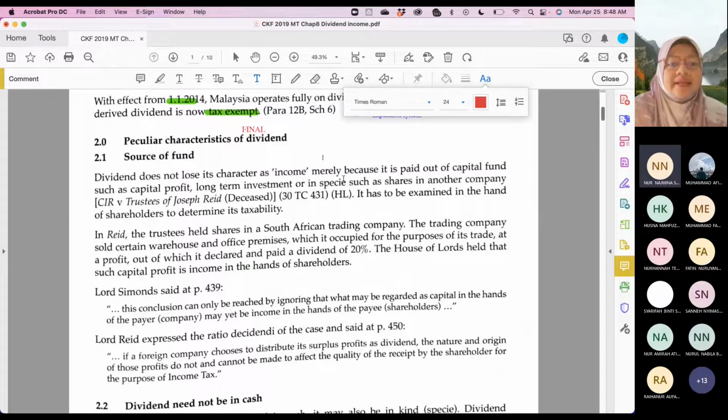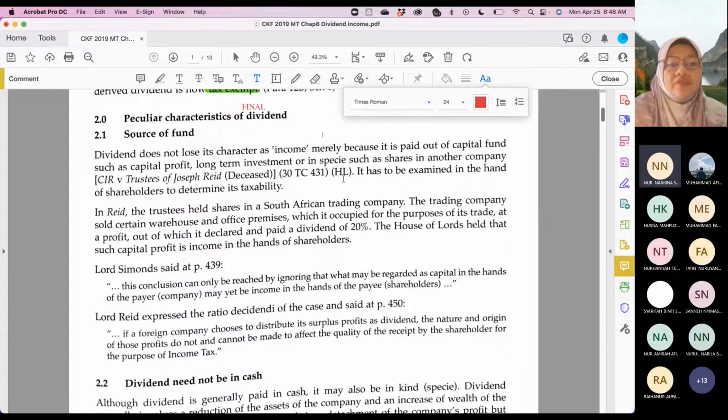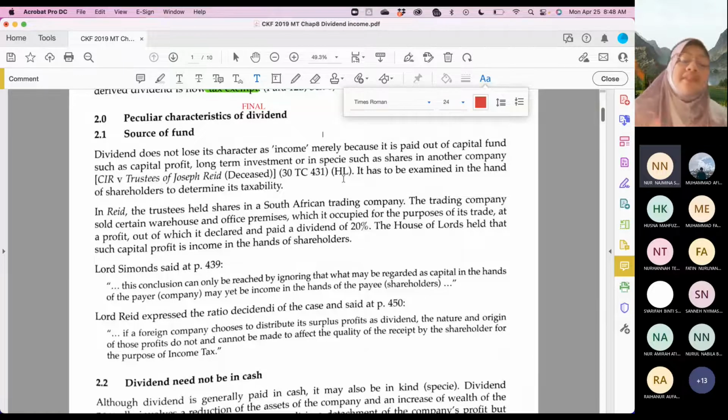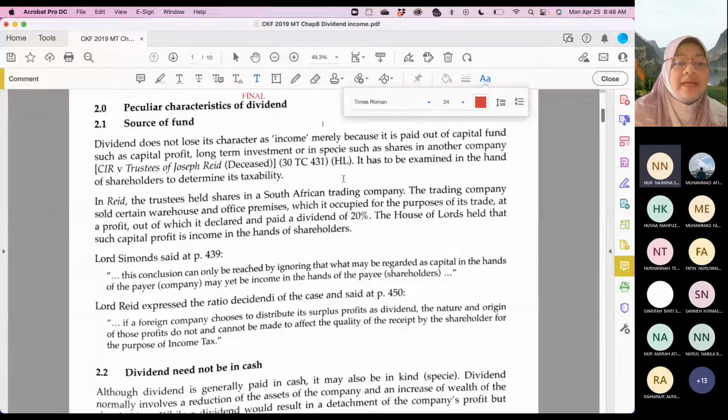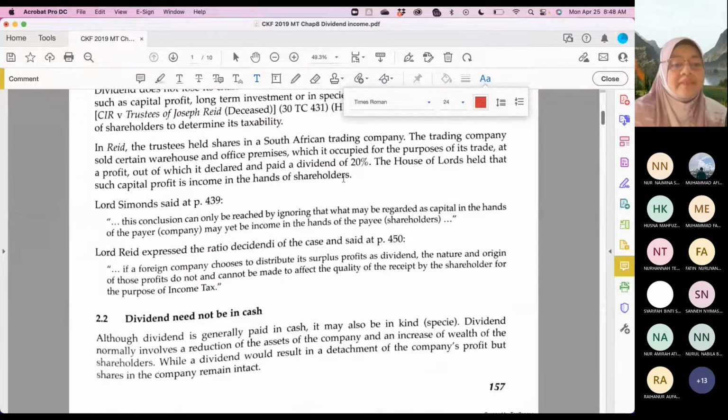Okay, what is the characteristic of dividend? The source of fund: dividend does not lose character as income merely because it's paid out of capital fund, such as capital profit or long-term investment, or in specie such as shares in another company. So some companies can give their shares in another company as part of a dividend. So it does not have to be in monetary form. It has to be examined in the hand of shareholders to determine its taxability.